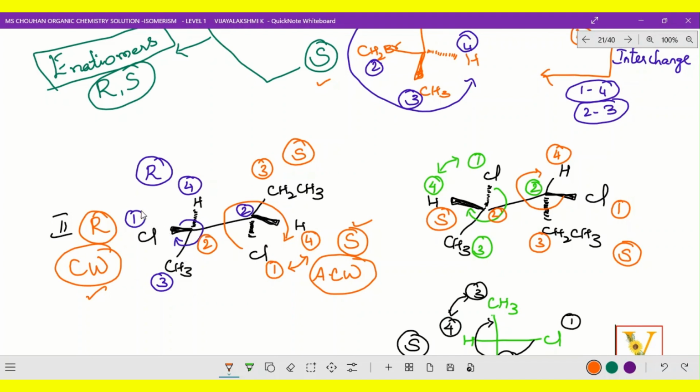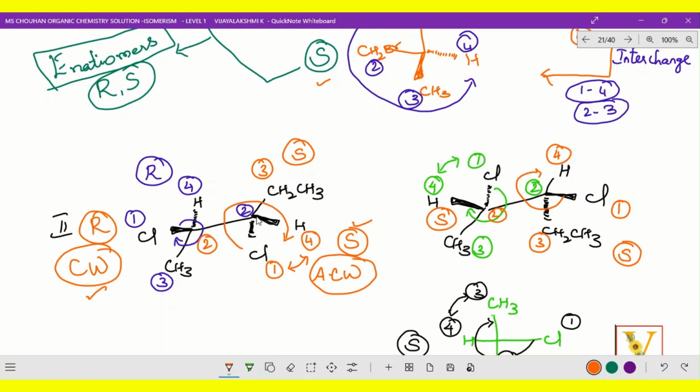So according to the CIP rule and atomic number, Cl gets priority 1, then we give 2 and 3 here, and the fourth priority goes to hydrogen, so the order goes 1 2 3 4 clockwise only. Clockwise, CW, I just mentioned. Interchange is not required because hydrogen is already in the dash position and 1 2 3 4 is in order. I gave a different color, blue, so you can easily make it out. So it is R, clockwise. Yes, fine.